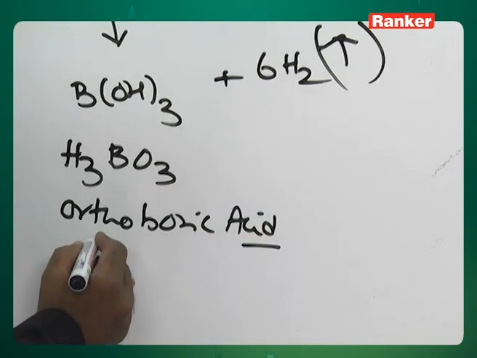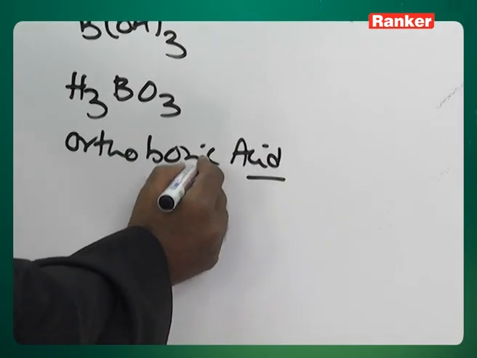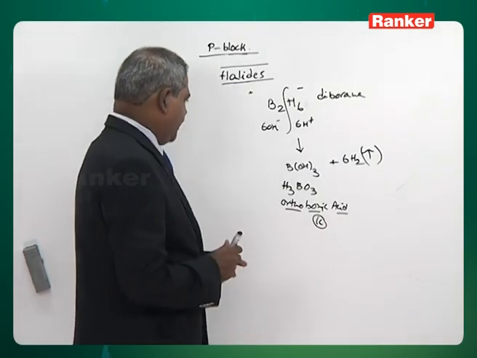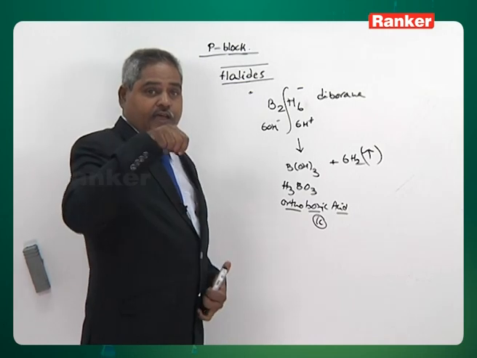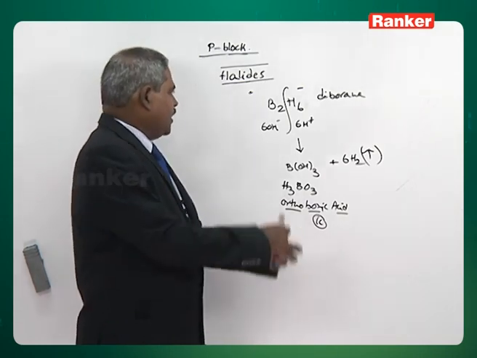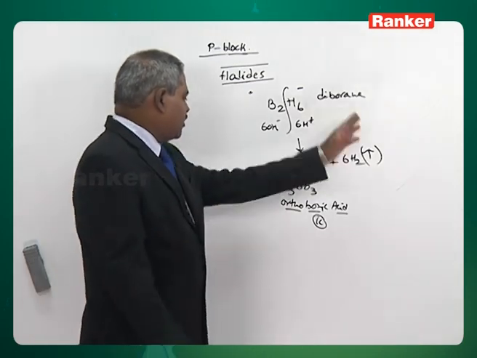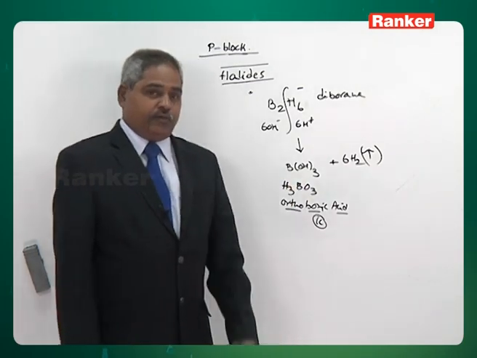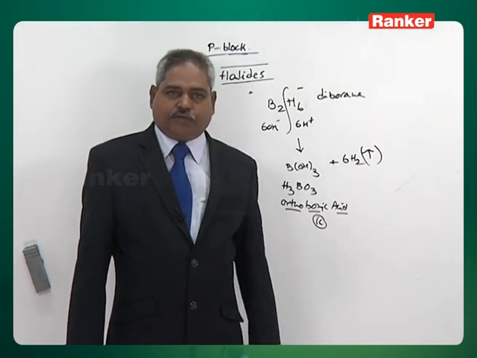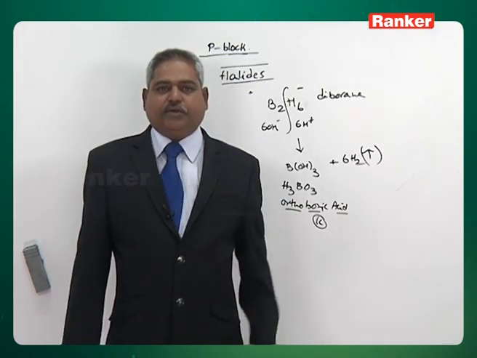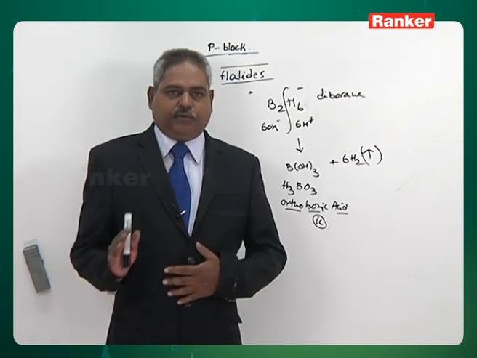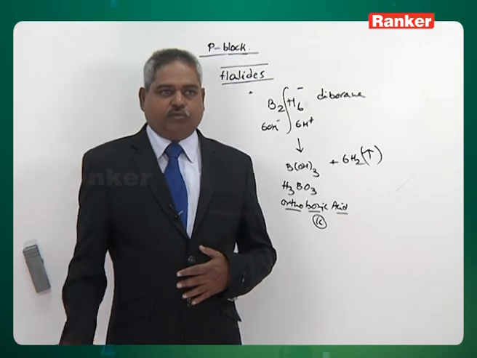Orthoboric acid. Acid, boron, ortho, IC once again, IC acid. The emphasis is on IC, the stress is on IC. Now, diborane on hydrolysis gives boric acid. So we have already seen 2 reactions in which boric acid is the product. What was the first one? Halides of boron, BCl3. BCl3 on hydrolysis gives boric acid.